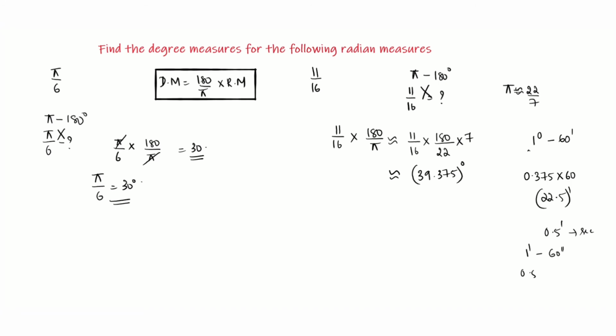Again, to convert this 0.5 minutes into seconds, we will use the relationship 1 minute is 60 seconds. So 0.5 minutes is how many seconds? And our answer will be 30 seconds. So our final answer here, 11 by 16 radians is approximately equal to 39 degrees, 22 minutes and 30 seconds.